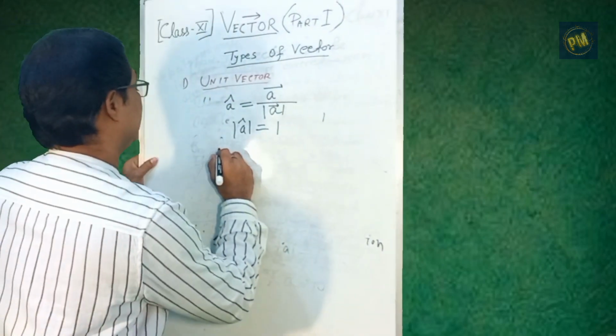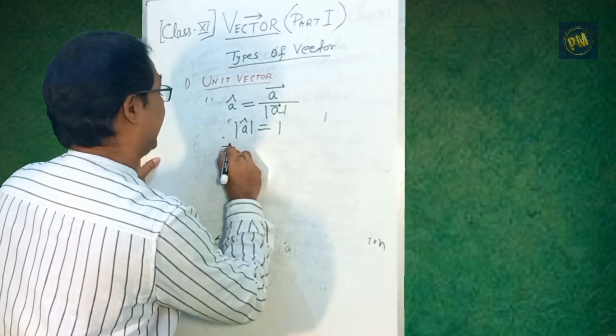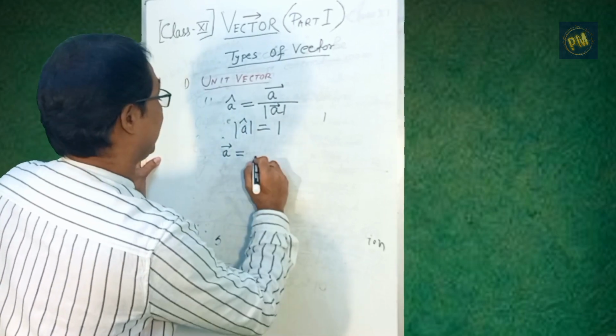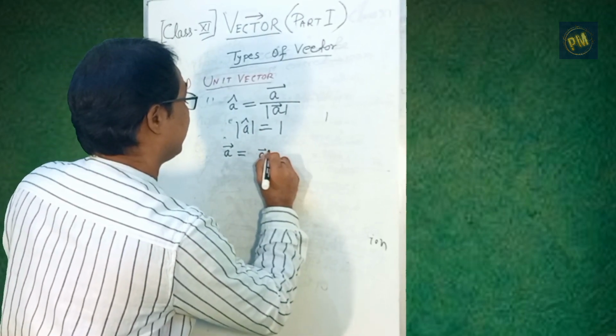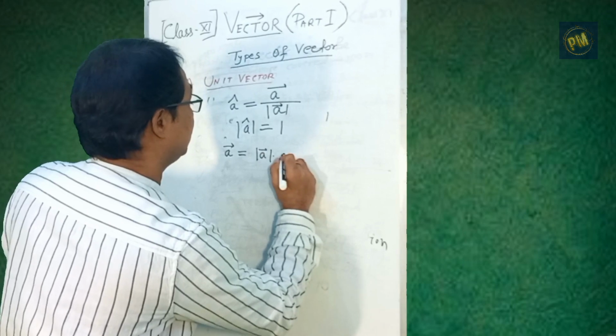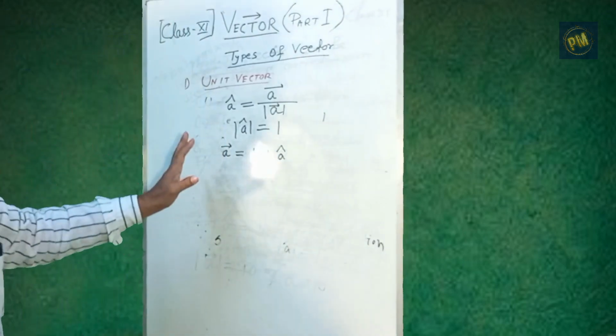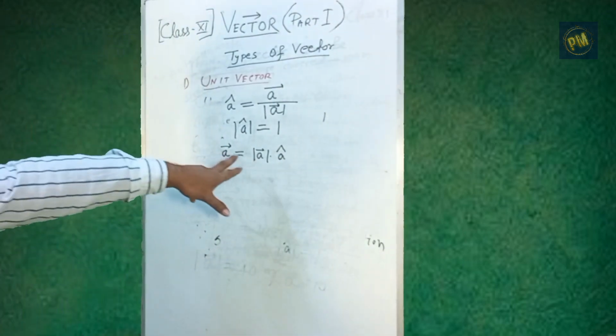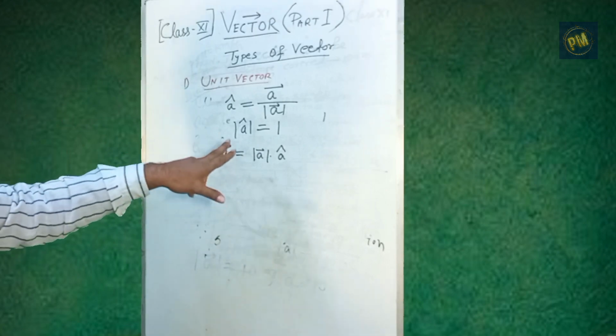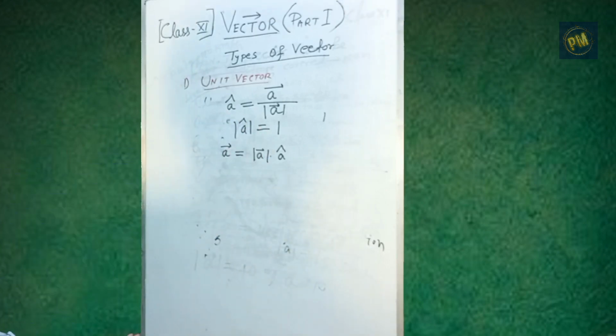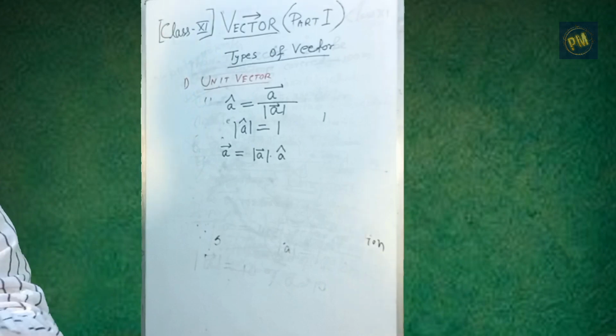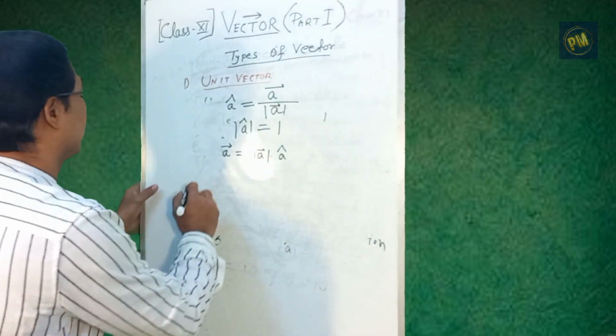So if a vector quantity is A, then A is equal to mod of A into A cap. If you multiply the magnitude, that is a scalar quantity of that vector, with the unit vector, then we can get the vector quantity.